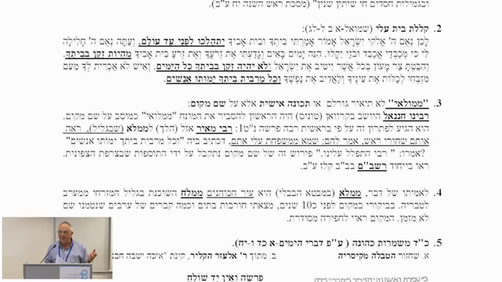So Rabbeinu Hananel, now living 1000 of the Common Era in Kairouan, says, look, I've solved the problem here of this Gemara. Mamlai is that you come from a place called Mamla. It's a place name. Where is that place in the Galil? So now let's look and find that place name.